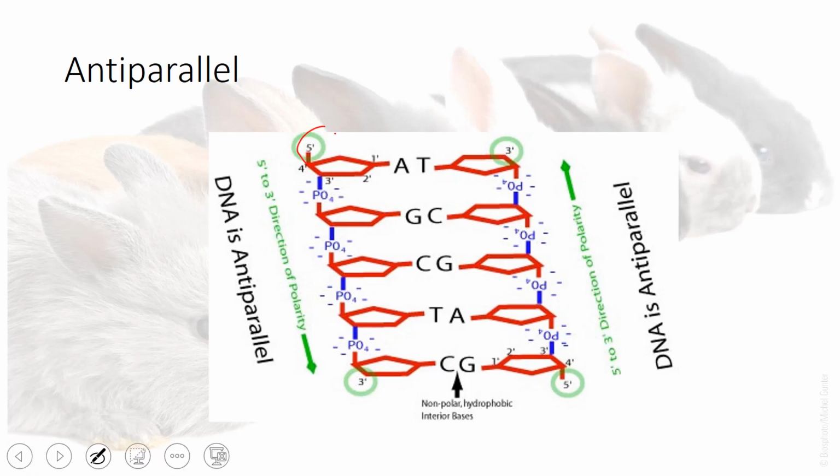You can see right here we've got a free carbon 5 that is not bonded to anything, and on this end we have a free carbon 3 that is not bonded to anything. These would be the carbons that would typically be bound to a phosphate group holding the 2 sugars together. You can see the phosphate group is bound to carbon 3 on this sugar and carbon 5 on the next sugar. And so the end with that free carbon 5, we call that the 5' end. The end with the free carbon 3, we call that the 3' end.